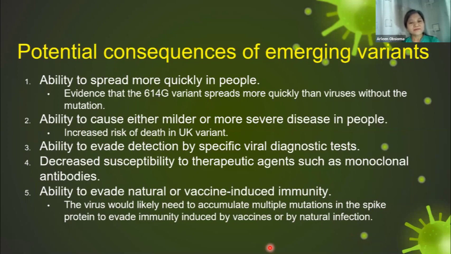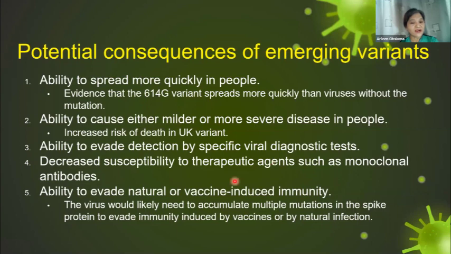But studies have shown that the recent test can still detect these different variants that have been identified in the different places. And there is also an effect on the decreased susceptibility to therapeutic agents such as monoclonal antibodies, because these antibodies were supposed to be manufactured to detect specific antigen of the virus. So if there's a change in the viral antigen, there is a potential that this might not be detected by these monoclonal antibodies.